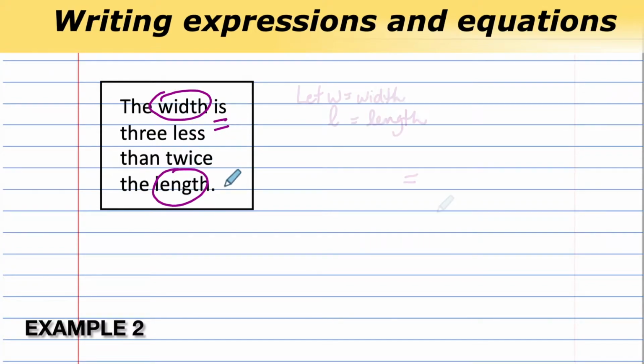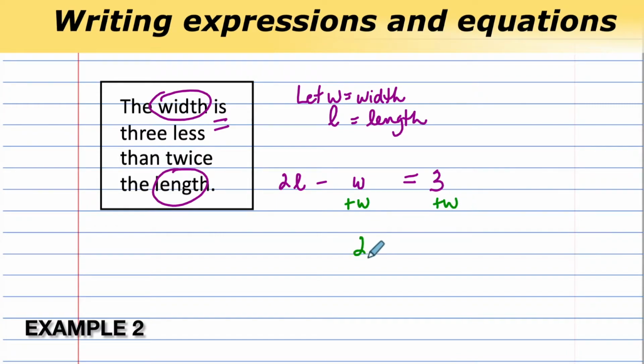the word "is", and we have 3 less than twice the length. So 3 less again means equals 3, and width is smaller, twice the length is larger. Does that make sense? The width is 3 less than twice the length. We could add w and get 2L equals w plus 3.